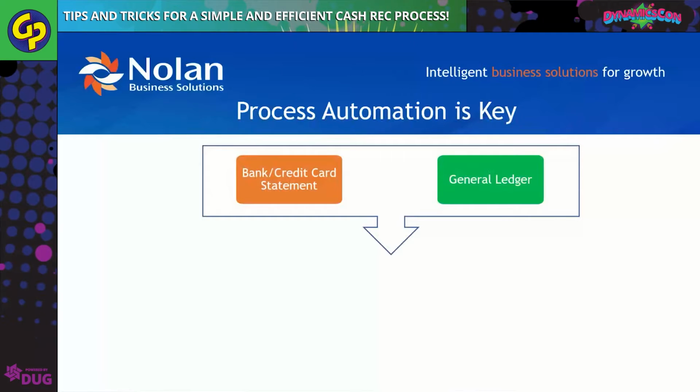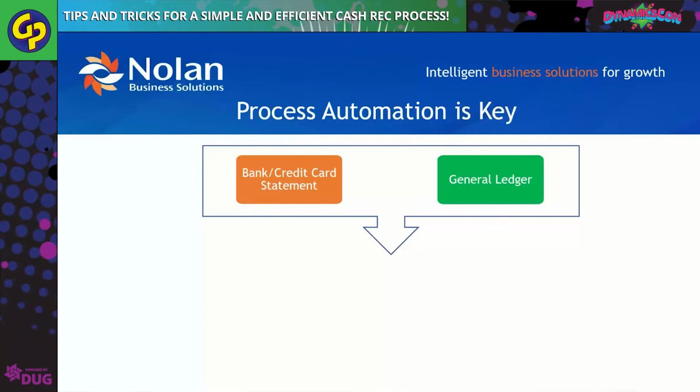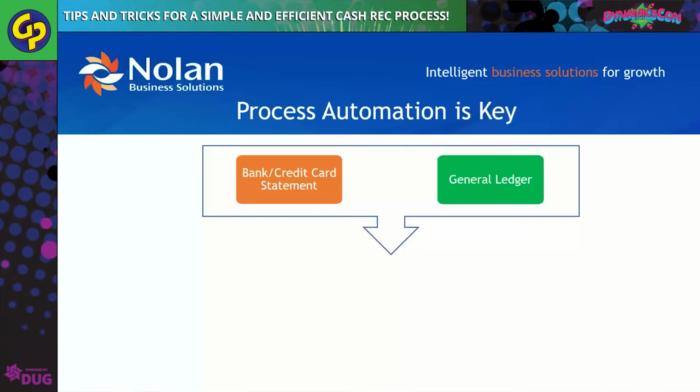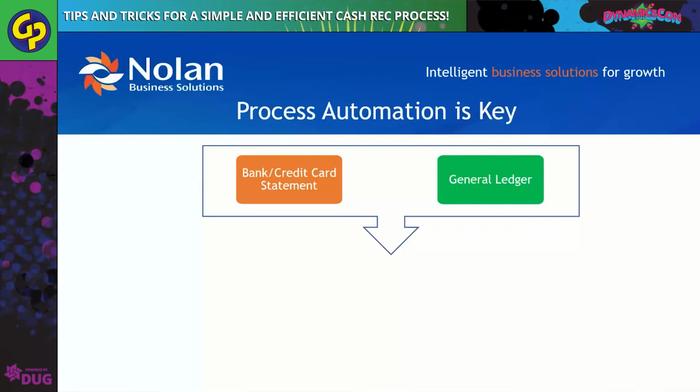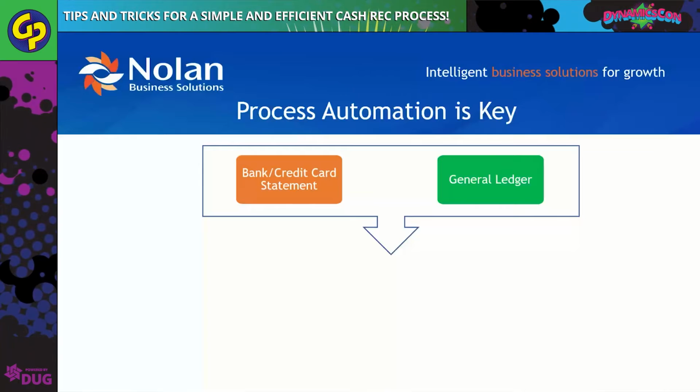So, what is cash reconciliation? What should the best practice process look like? We all know that the main purpose of the cash reconciliation process is to ascertain that a company's general ledger is complete and accurate by comparing it to its associated bank or credit card statement, depending on the type of transaction we're trying to reconcile.